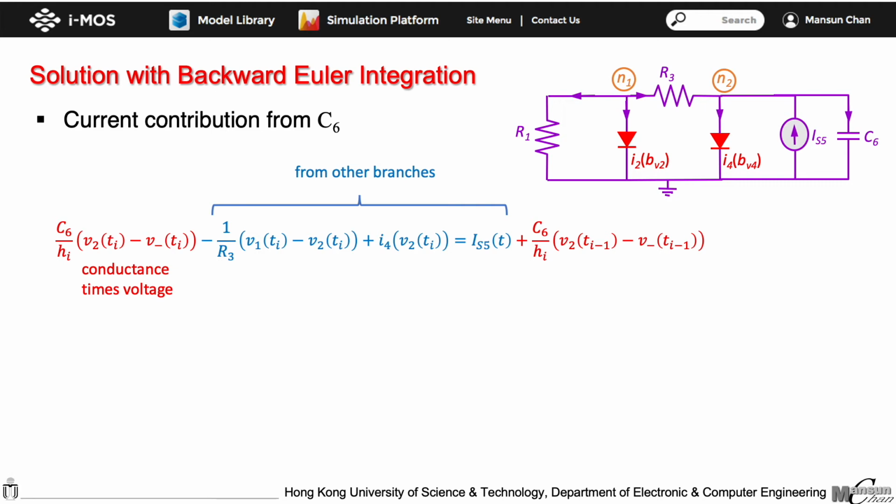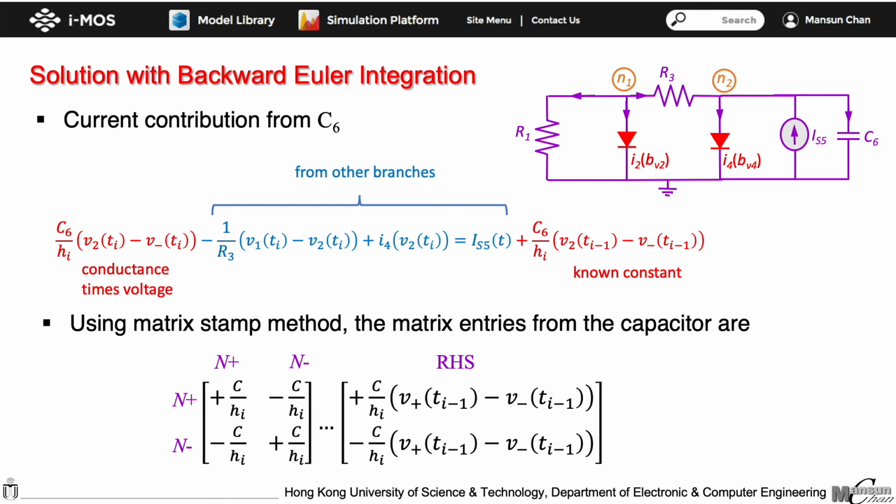And the right-hand side is just a constant, because all the values at Ti-1 are known and will not change in the iteration process. So the right-hand side is just like a constant current source. Using the concept of resistor and constant current source, we can derive the matrix entries of the circuit matrix as shown here.